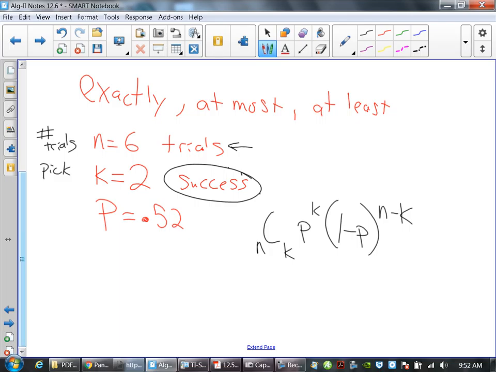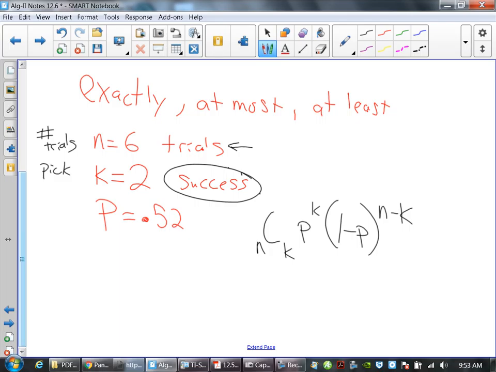So out of this classroom, I'm going to randomly select 6 people. I want 2 of them to believe in UFOs. Does that make sense? And then P is obviously going to be our percentage, our success rate.